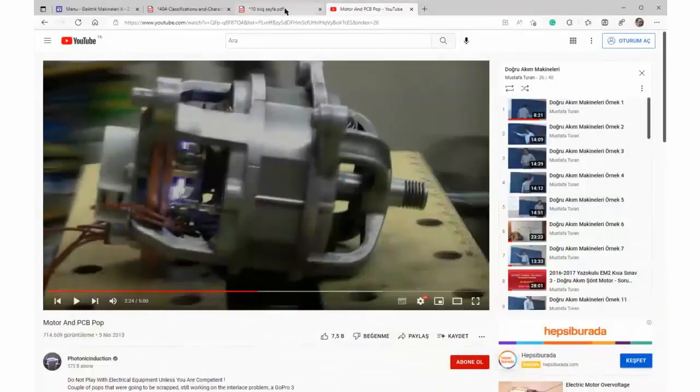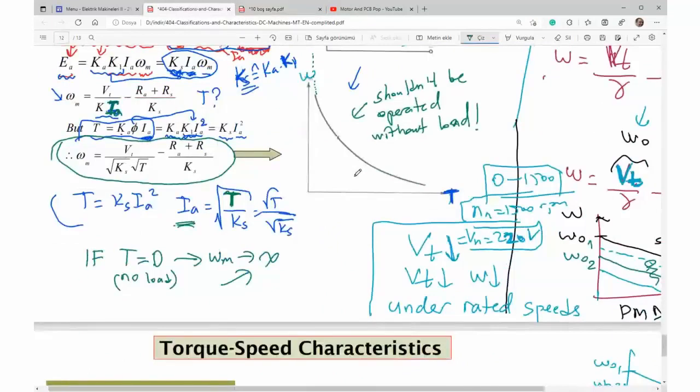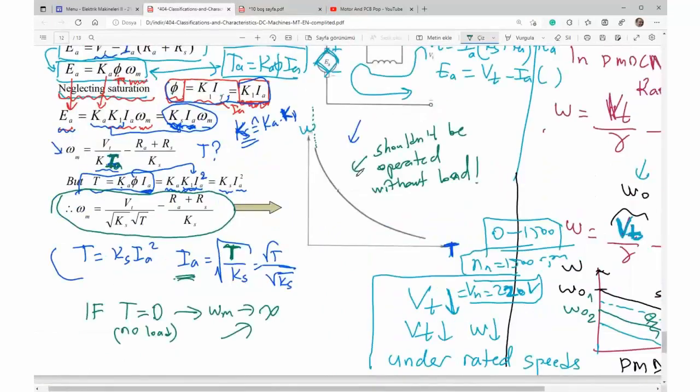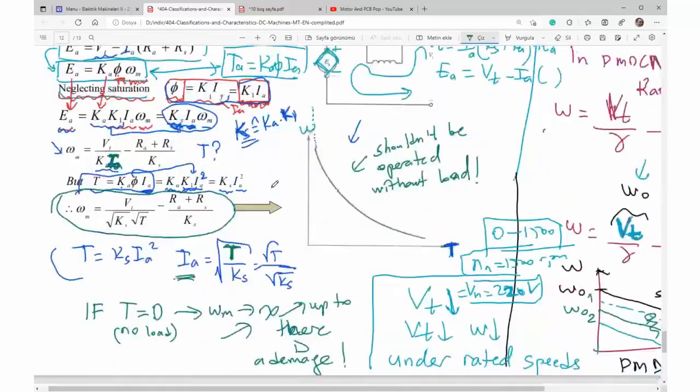Now, this machine, if operated without load, will be damaged. The speed will increase up to the point where there is damage. The result is always damage. There is an electrical or mechanical failure. What is the good side of this characteristic? Now, ladies and gentlemen, take care.